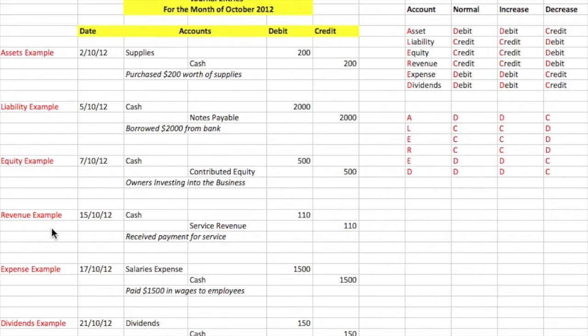Next, we'll move on to a revenue example. So again, we'll note the date, the accounts affected, and the debits and credits. So cash, an assets account, increased. So it's a debit. Service revenue is a revenue account, and that also increased. So when a revenue account increases, it's a credit.